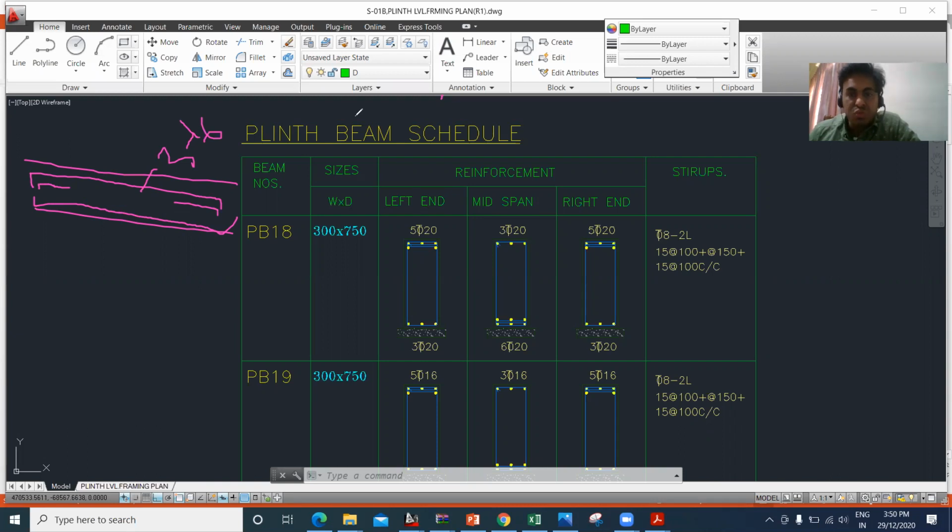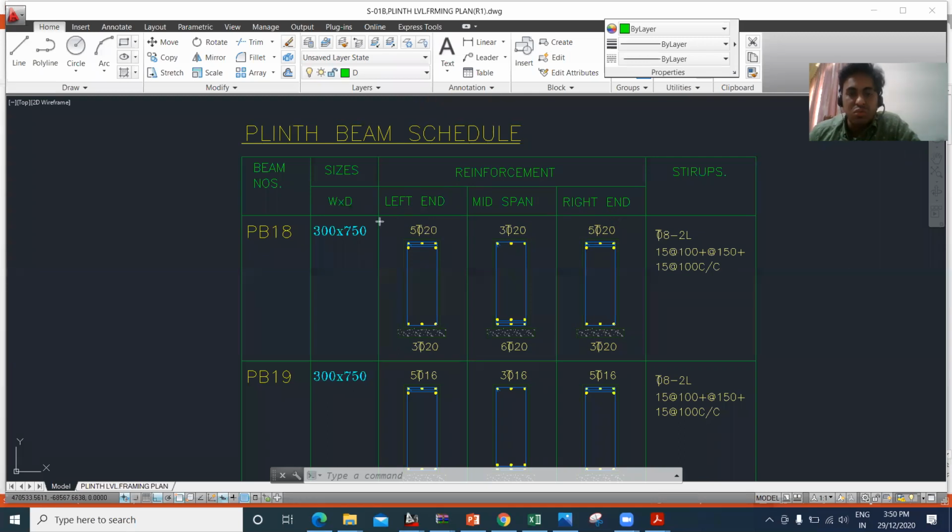What this structural consultant has done is write it in terms of left hand, middle span and right hand. In the left you have to provide 20 diameter 5 bar, in the middle span 20 diameter 3 bar, and in the right hand 20 diameter 5 bar at the top. And at the bottom, 20 diameter 3 bar, 20 diameter 6 bar, and 20 diameter 3 bar. So how do we understand these things? It's again a simple thing.